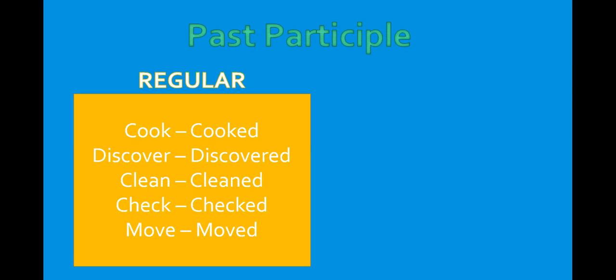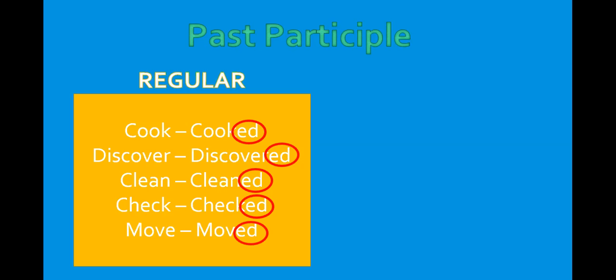So take a look at the first one. We have cook, and then the past participle, cooked. We have ed, that's easy, that's simple. Discover, discovered. Again, ed. Clean, cleaned. Okay, we have those two letters at the end of our word once more. Then check, checked. Okay, we're still using that regular form. Move, moved. Okay, look at all of these verbs, and I only put 5 for my examples, but as I said, we have a very extensive list, and I would even venture to say the majority of the verbs are regular. For the past participle form, they use ed.